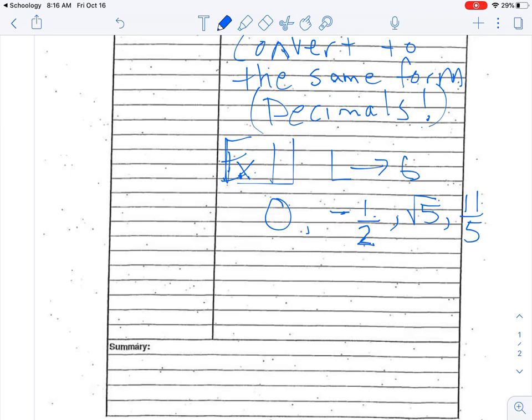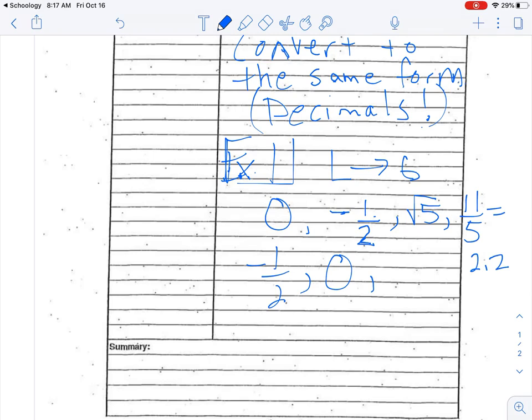So in this case, I would look at these and I would say, okay, I have one negative number, so that's going to be the least. I don't have any other numbers that are negative, so I'm going to put 0 as my next number. And now I've got to figure out square root of 5 and 11 over 5. Well, I know that 11 over 5, I can convert to a decimal by taking 11 divided by 5. And that gives me 2.2.